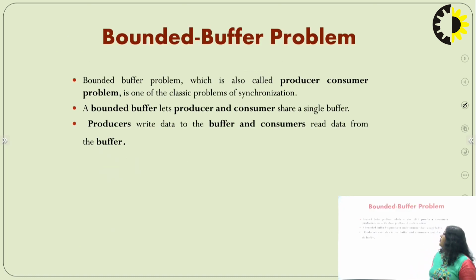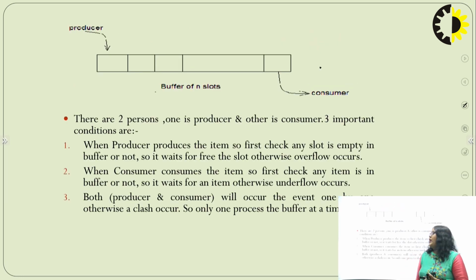Now the second problem is the bounded buffer problem. This is also known as the producer consumer problem. In this problem, there is one producer and one consumer. There are two persons, one is the producer and the other is the consumer. Three important conditions are there. First, when the producer produces the item, it first checks whether any slot is empty, that is, whether the buffer is empty or not.